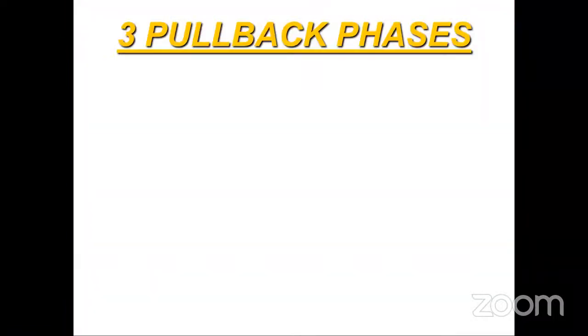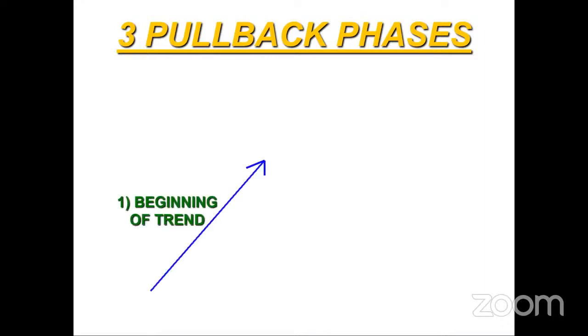There are three specific phases within a pullback. The first phase is the beginning of a trend. So what you want to look for is some type of trend, either to the downside or, as we see here in this generic chart, to the upside. Now, here's where students have trouble with the second phase.